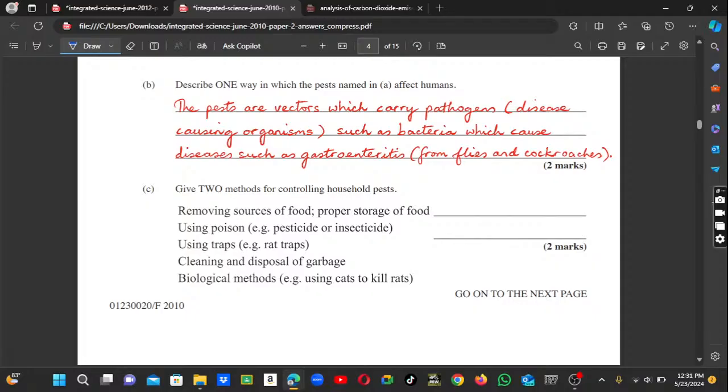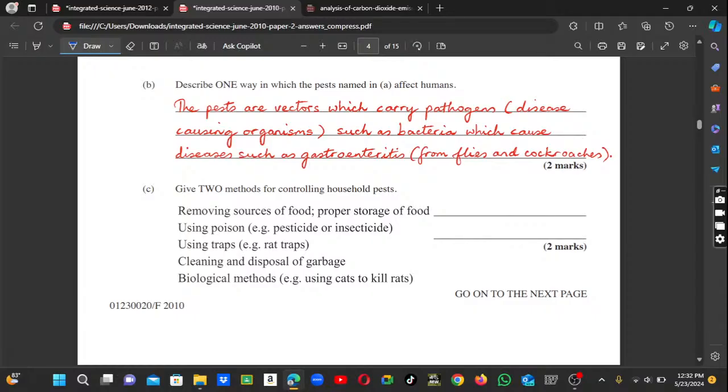So pests are vectors, right? We're talking about cockroaches, rats, and all of those. Those are vectors, which carry the pathogen. We're talking about disease-causing organisms, such as bacteria which cause diseases such as gastroenteritis. These come from flies and cockroaches. These are not good for our body, not good unless you want to become sick.